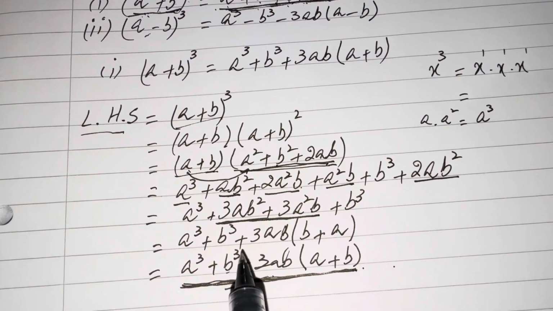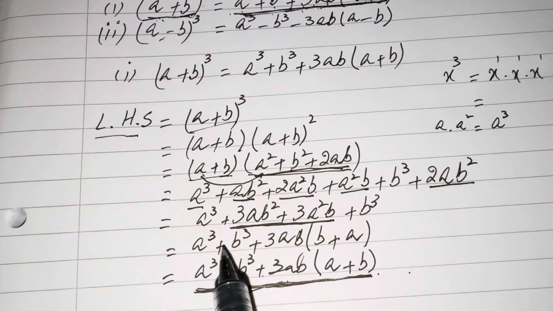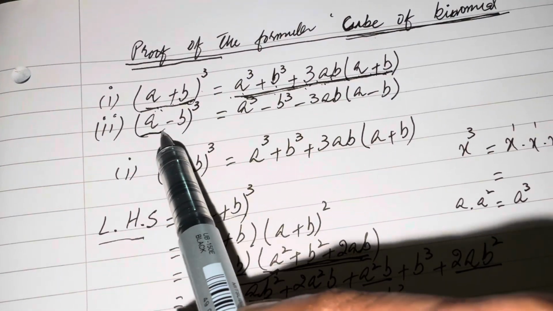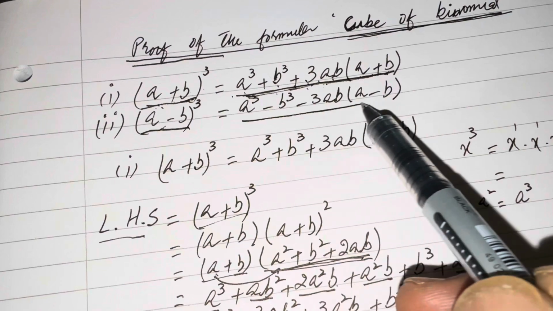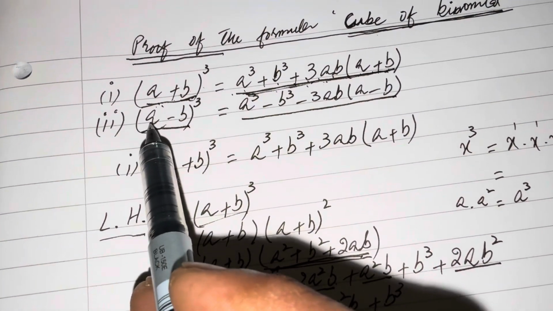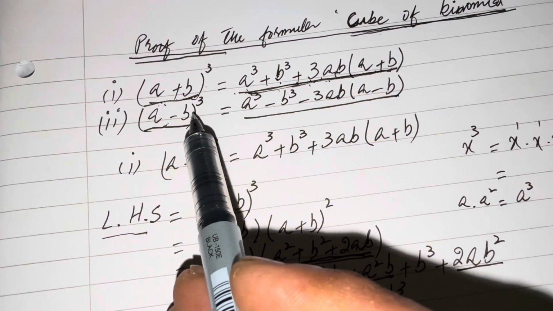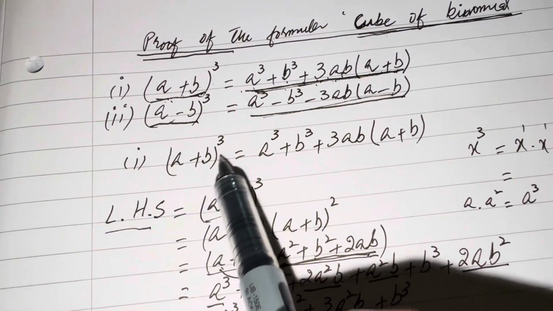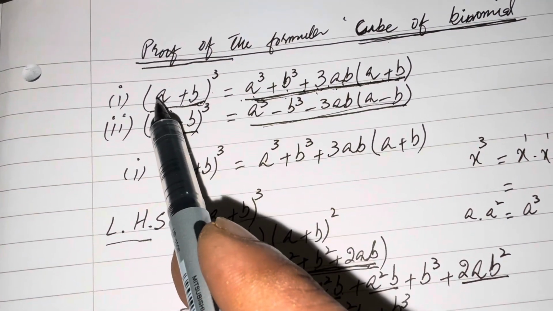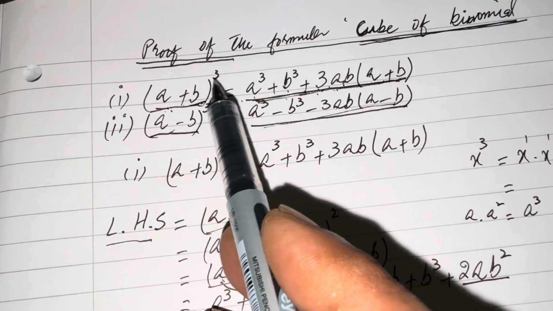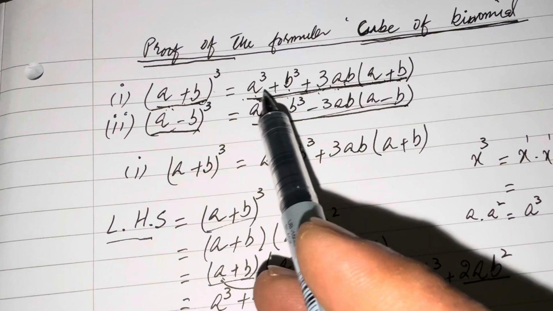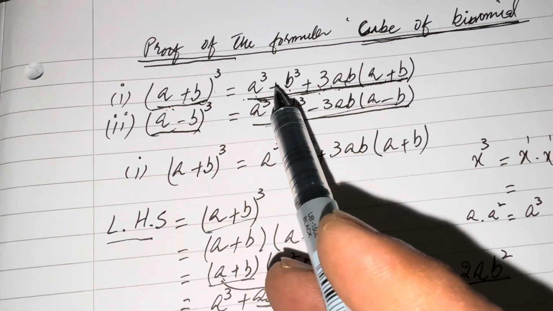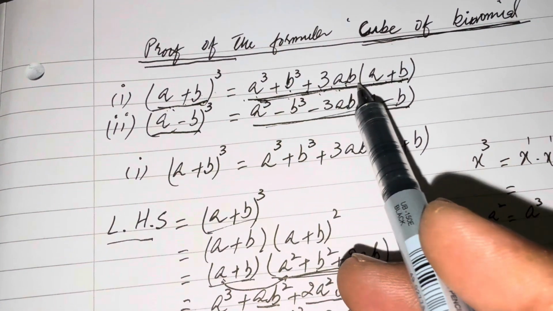So in our coming videos we will take some examples, some questions related to this formula, and after that we will prove this formula when the two variables are subtracting with each other and when we take the cube of them. So that will always be equal to like that. In a simple way we can say that if the two variables are adding with each other and we take a cube of them, we will always read the formula like a cube plus b cube plus 3ab into a plus b.